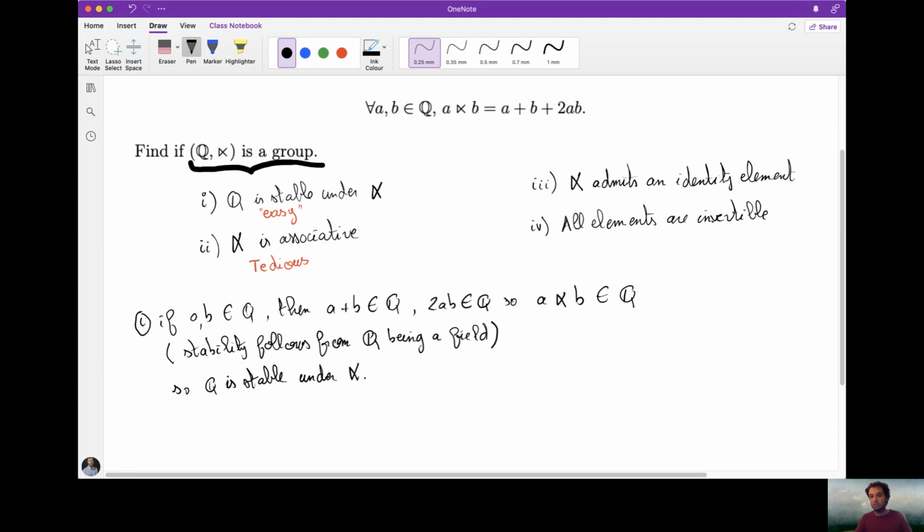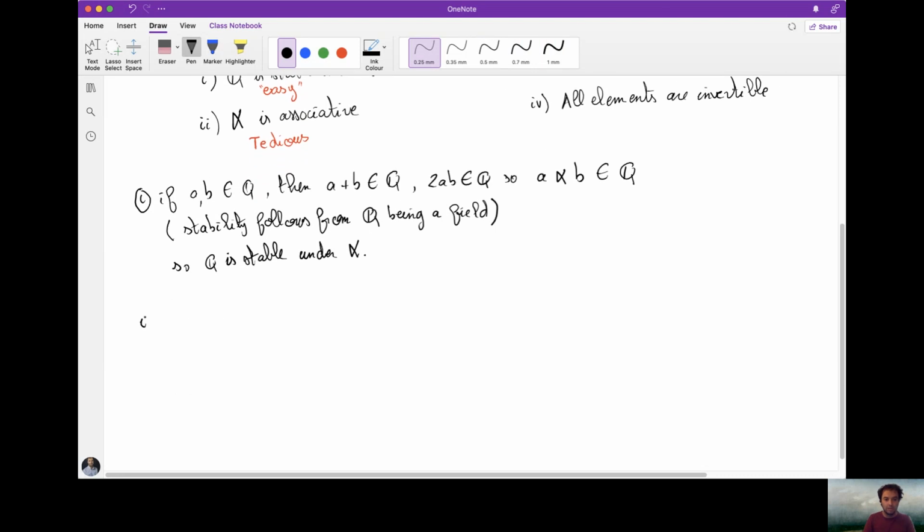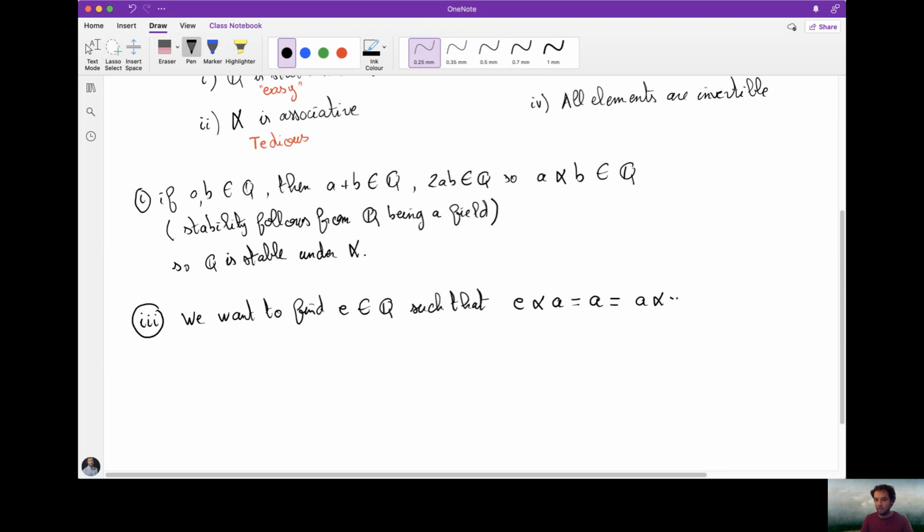Second one is now we want to check whether or not alpha admits an identity element, because we want to leave associativity, since it's the most tedious one, for the end. So let's come back to the definition of an identity element. We want to find E belonging to the rational numbers such that for any A that you take, any other rational, if you do the composition, then this is equal to A again. And this should be true in both directions, A alpha E as well.